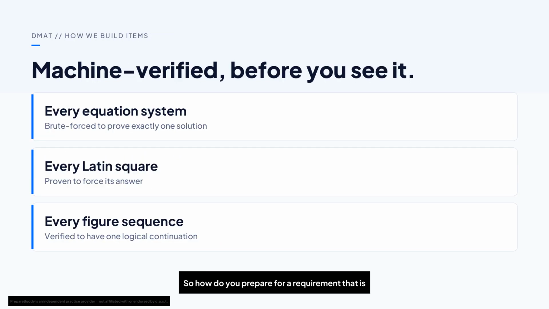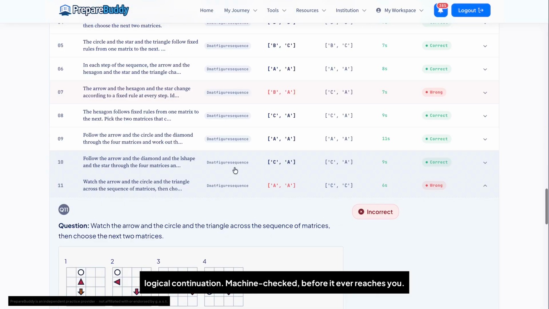So, how do you prepare for a requirement that is brand new in the APS India process, with no India past papers and no published general academic module sample? You practice the format until it costs you nothing. Every equation system is brute force checked to have exactly one solution. Every Latin square is proven to force its answer. Every figure sequence is verified to have exactly one logical continuation, machine checked, before it ever reaches you.